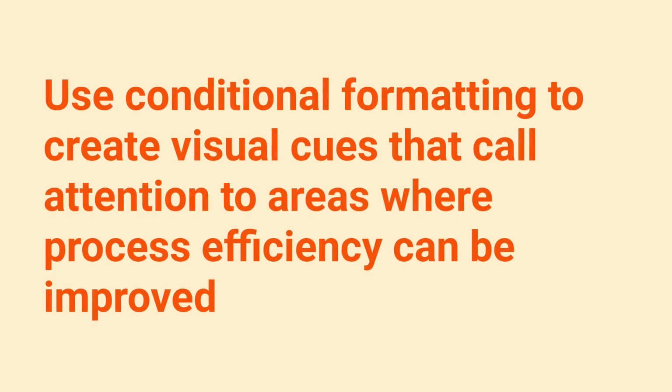And you'll learn how to use conditional formatting to create visual cues that call attention to areas where process efficiency can be improved. Because we want to know which parts of the order fulfillment process are inefficient, we're going to add a spreadsheet of data related to the standard processing time for each step. Adding data is one of the best ways to start making your diagram intelligent.